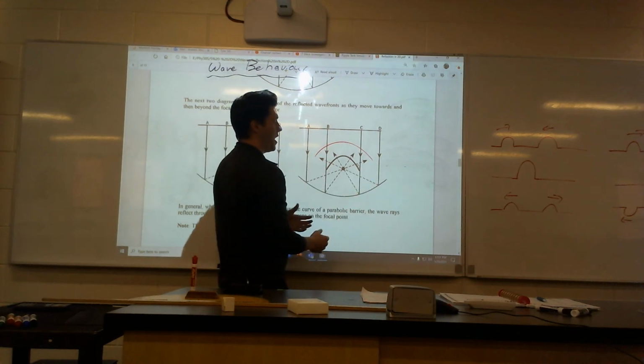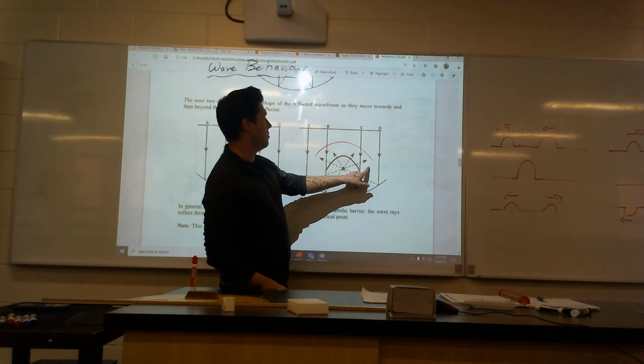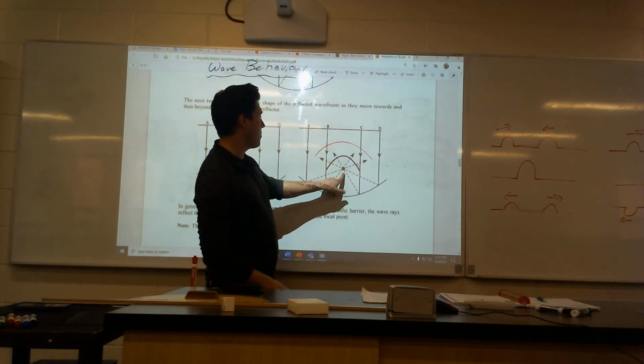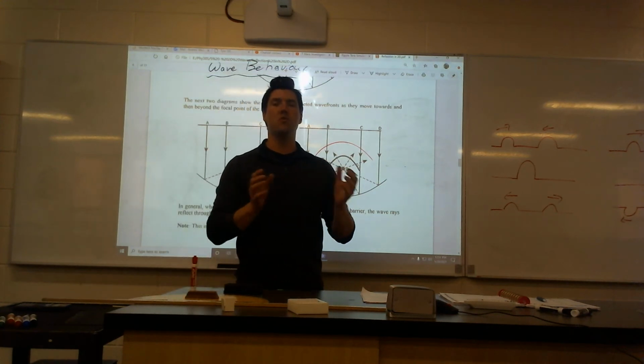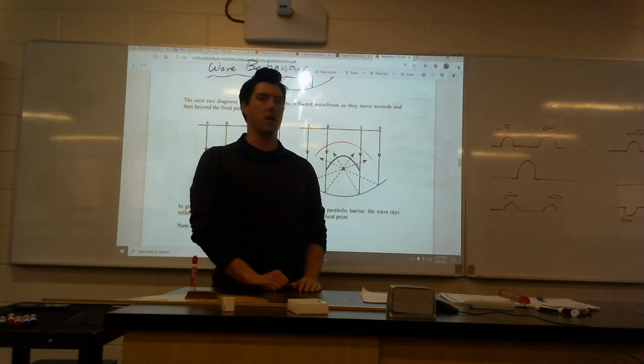If I were to actually take my little protractor and make a 90-degree line, it'd be here. And then it gets smaller and smaller as I go. Right here is going to bounce straight back up. Okay? So we're able to use these two rules to play with water and sound as we want.